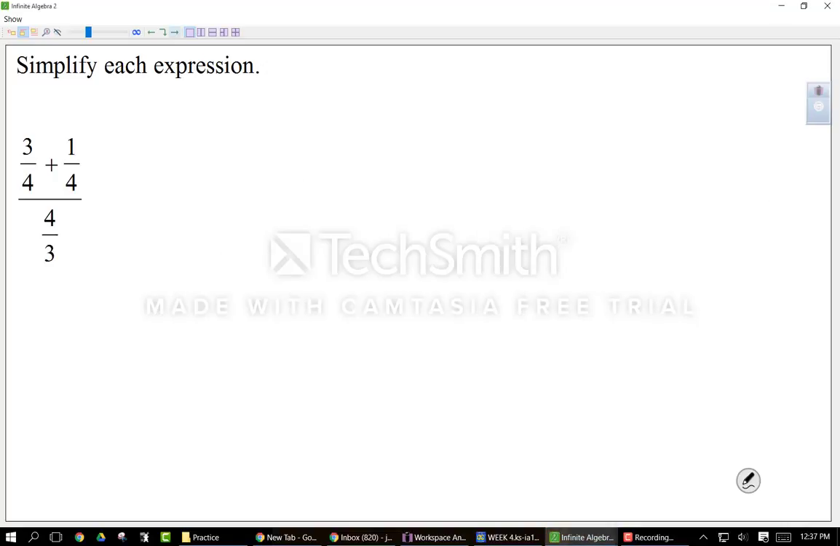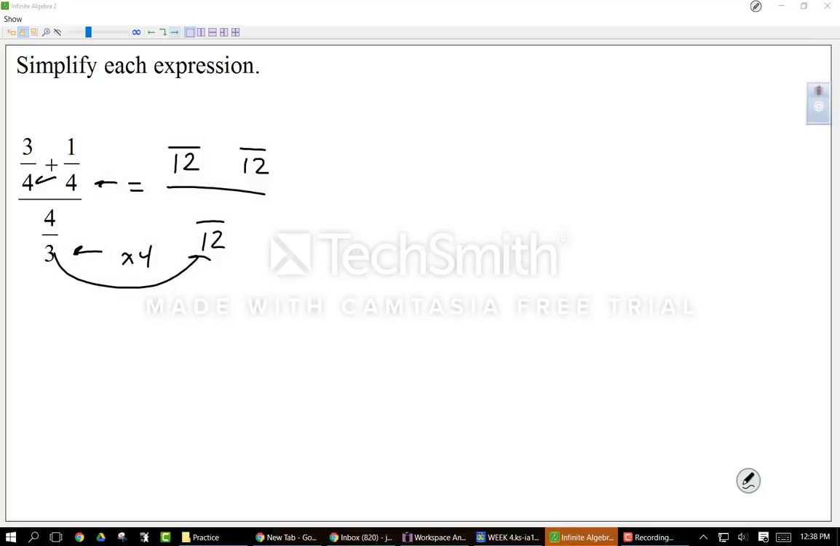Okay, let's look at this one here. Again, I need the same denominator. So I have a 3, a 4, and a 4. What number can they change to be? They can all be changed to a 12. So since they're all now a 12, 3 times what is 12? That's 4. So this makes a 16, right? Because I gotta multiply by 4.